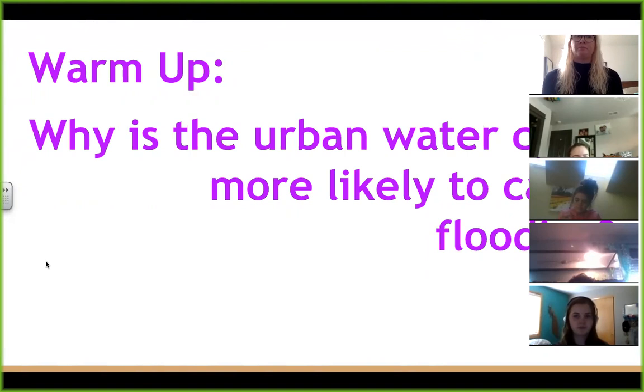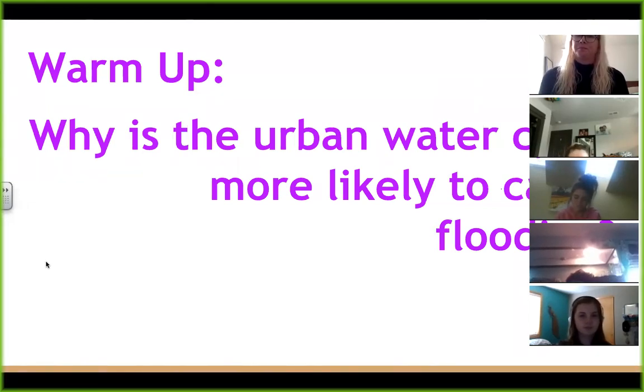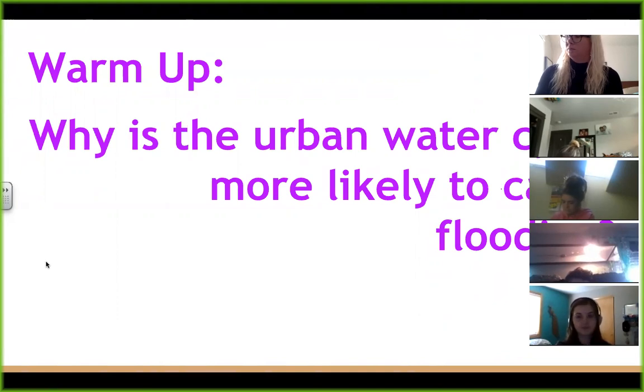More concrete. True. What else? What does that more concrete mean? Like, what is that preventing if there's a bunch of concrete? Drainage. No drainage. Thank you, Sydney.